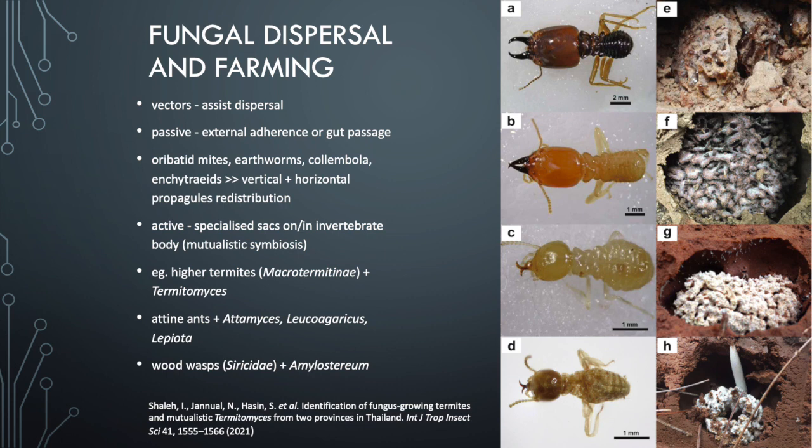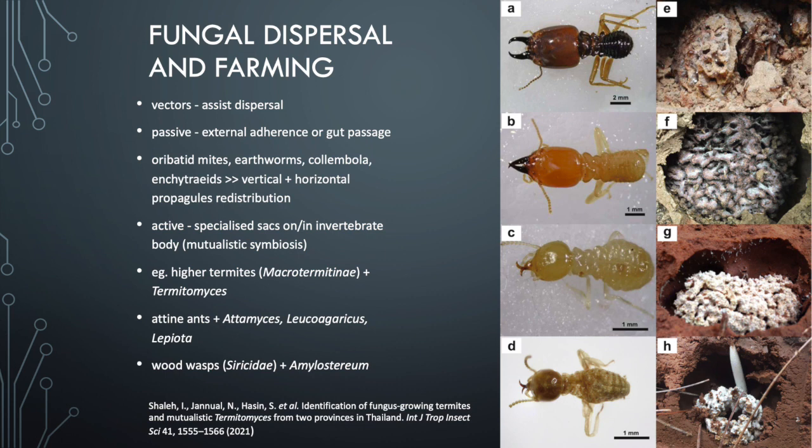Things like oribatid mites, earthworms, collembola, which are springtails, and chytrids, which are small worms, have an effect that is both vertical and horizontal on fungal propagule redistribution. That's because they move both horizontally across ecosystems and vertically in the ground. Like, for example, earthworms, they can deposit their feces on the soil or in the soil as they burrow. So this is just dependent on the species, but that's the extent that some organisms have on fungal dispersal.